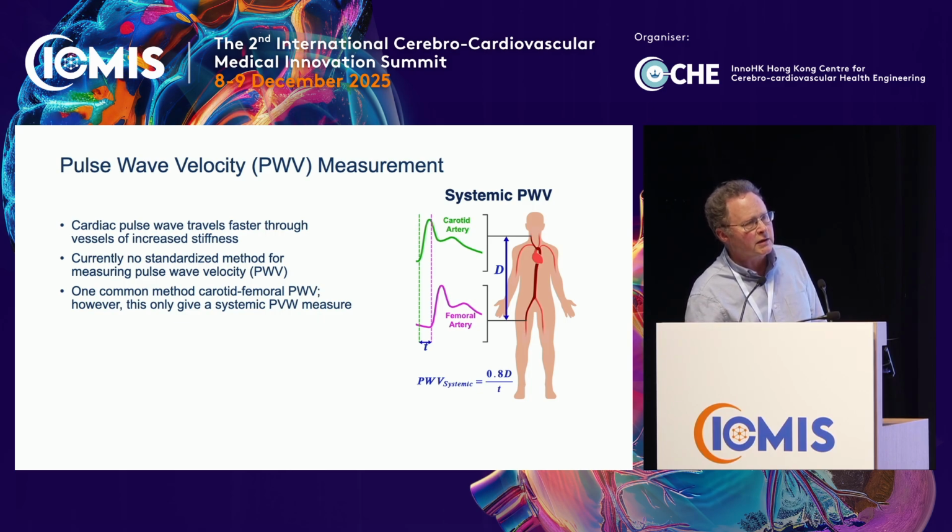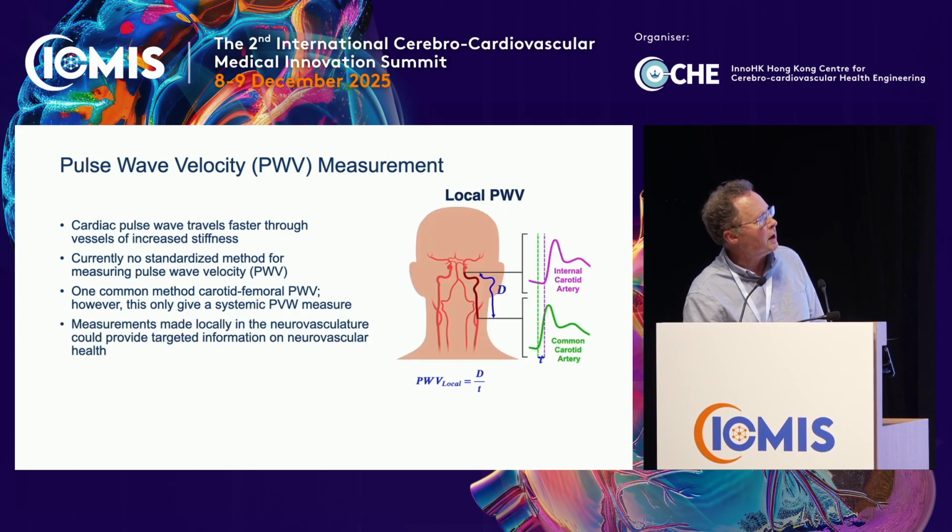There's not a particularly standard way of measuring things, but one of the ways that is measured is a carotid femoral pulse wave velocity. So this is measuring waveforms at the location of the carotid artery and the femoral artery. And then in the simplest case, you just take the linear distance between them to get you a pulse wave velocity with a correction factor in, which is a standard correction factor. However, this is only giving you systemic pulse wave velocity. It's not telling you anything about the local vascular stiffness. And so we've been trying to work on methods that will give us information on local pulse wave velocity and local vessel stiffness.